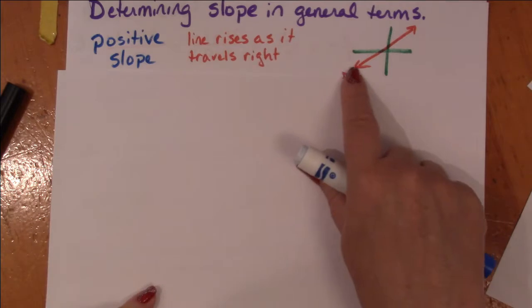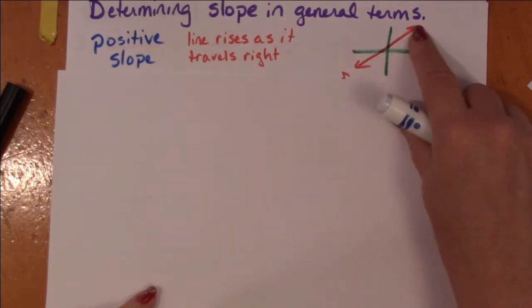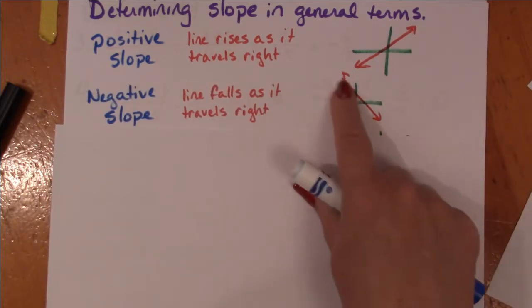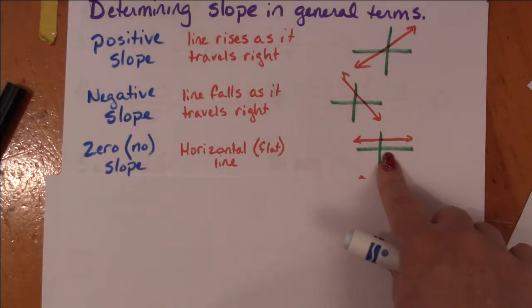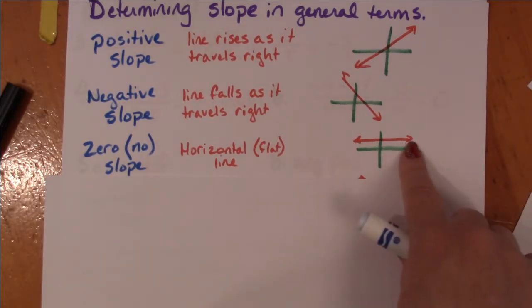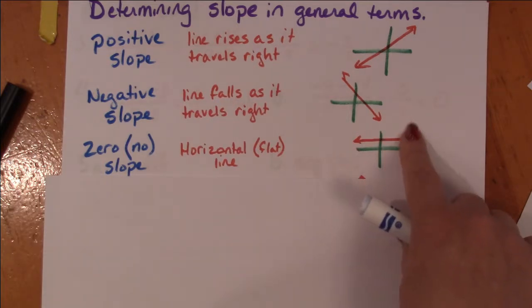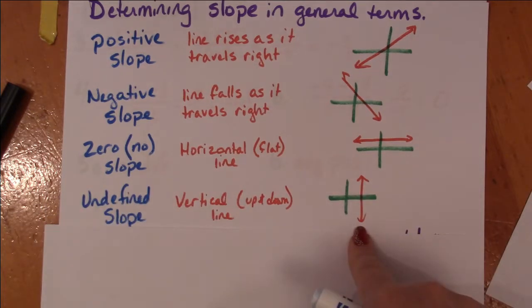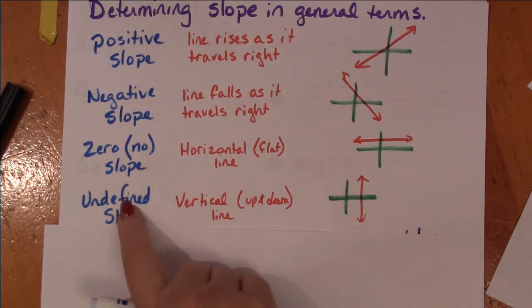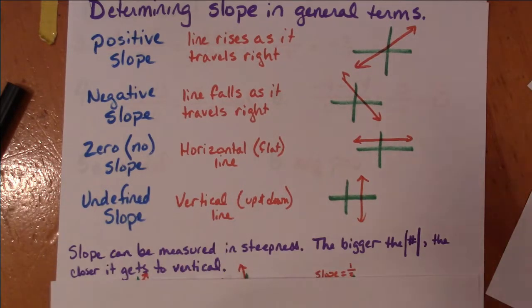If it's got a positive slope, that means as you read it from left to right, like time is going by, that line is going to go up. A negative slope means that line falls as it travels to the right. If it's a horizontal line, it has no slope, or a slope of 0, because there is no change in rising or falling at all. It is a flat horizontal line. And then, of course, this one is an undefined slope. That's the vertical line.